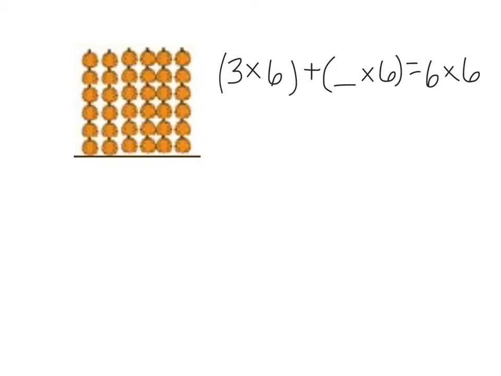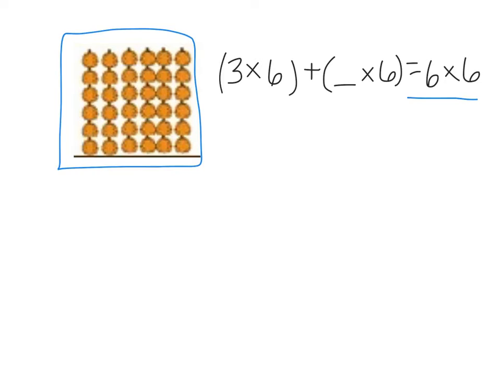Do you know what this is an example of, Mrs. Mascari? This is the distributive property. Have you heard that word before? I have. Yeah. So when we use the distributive property, we are breaking apart an array. So this array is a 6 by 6 array, and we see there are 6 rows with 6 pumpkins in each row. So we have 6 times 6.